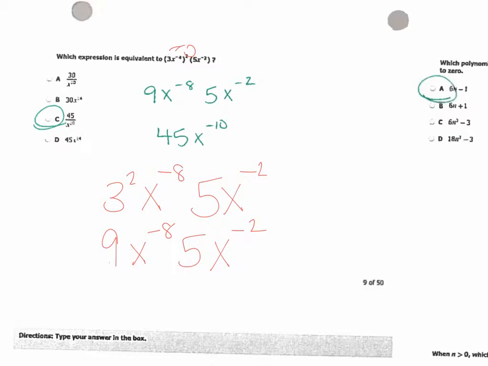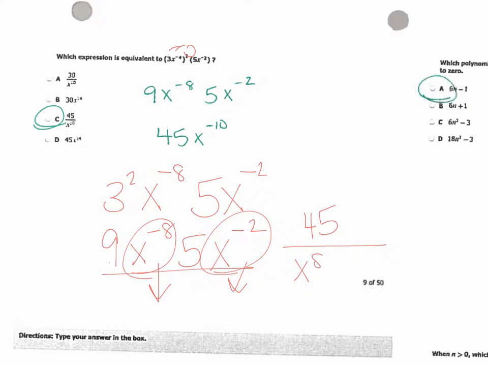Now 9 and 5 make 45, but I have negative exponents. Where do they go? To the bottom. So 9 and 5 make 45. I have x to the 8th and x to the second. So if I combine those, I have 45 over x to the 10th. So my answer is C.